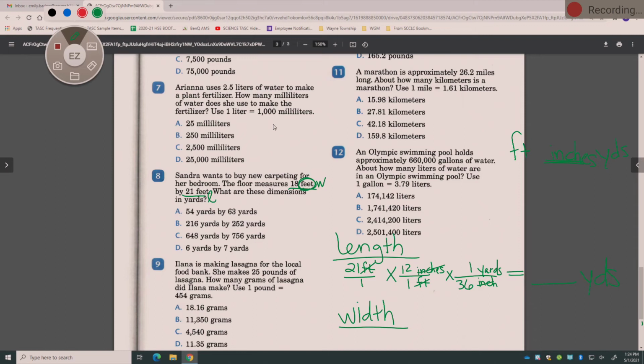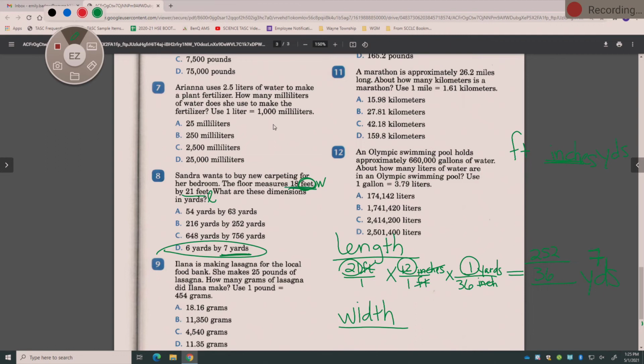So then I do 21 times 12 times 1, which is 252, over 1 times 36, which is 36. And 252 divided by 36 is 7 yards. So from there, I could go ahead and know that my answer is D, right? Because 7 yards, that's only in one of these calculations. But let's go ahead and find the width, just for the practice, okay?